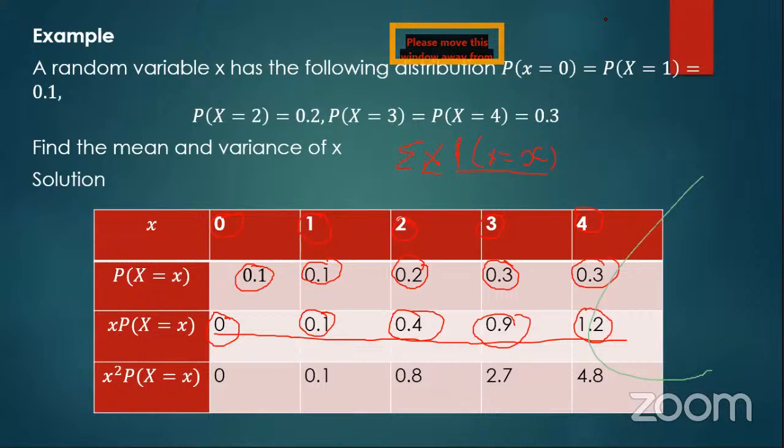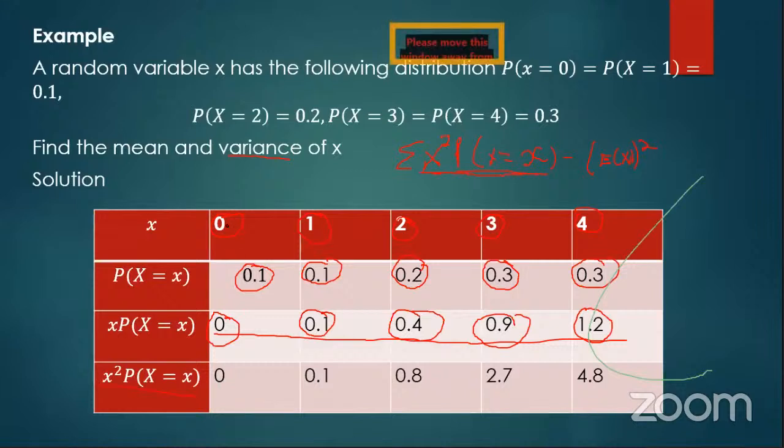Then we can say we are getting the value. Then for the variance, our formula is the expectation of x squared minus the mean squared, and we create a column for x squared times the probability value.